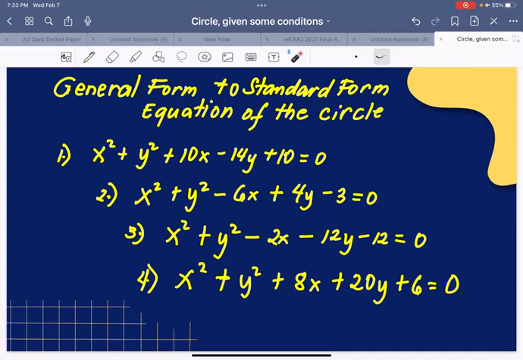Hi everyone! Sa video ito, talakayin natin kung paano i-transform ang general equation to standard form ng equation of the circle. So, paano nga ba?